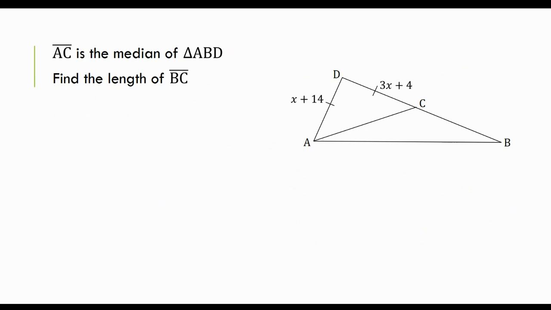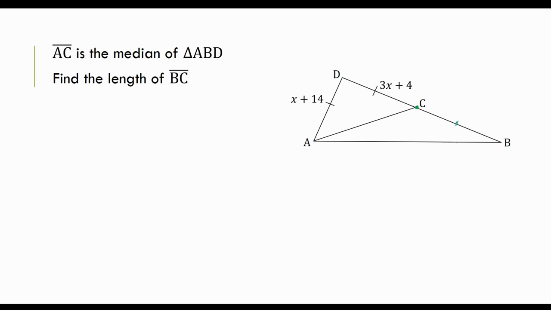All right, let's take a look at this. It says the segment AC is a median in the triangle ABD. So the big triangle ABD contains a median. Remember, a median starts at a vertex and goes to the midpoint on the opposite side. So if I'm looking at AC, C is that midpoint on the segment DB.